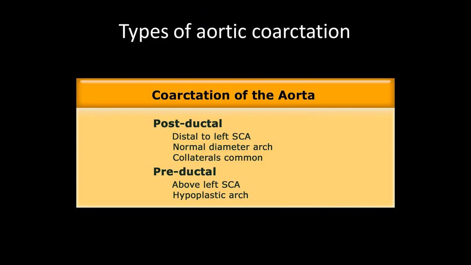In aortic coarctation, we have two types: preductal and postductal. We have to know the difference because the presentation is different. In preductal aortic coarctation, the coarctation is above the left subclavian artery, and there is a hypoplastic arch. So here, the coarctation is prior to the subclavian artery. The subclavian artery is the first branch, right? In this case, the presentation is very early, and it's very dangerous because, as we said, the aorta is the most important blood vessel. Then the postductal type is the coarctation that is distal to the left subclavian artery. There is a normal diameter arch, and in this case there are collaterals because this is a more chronic condition. There is time for the collaterals to develop.